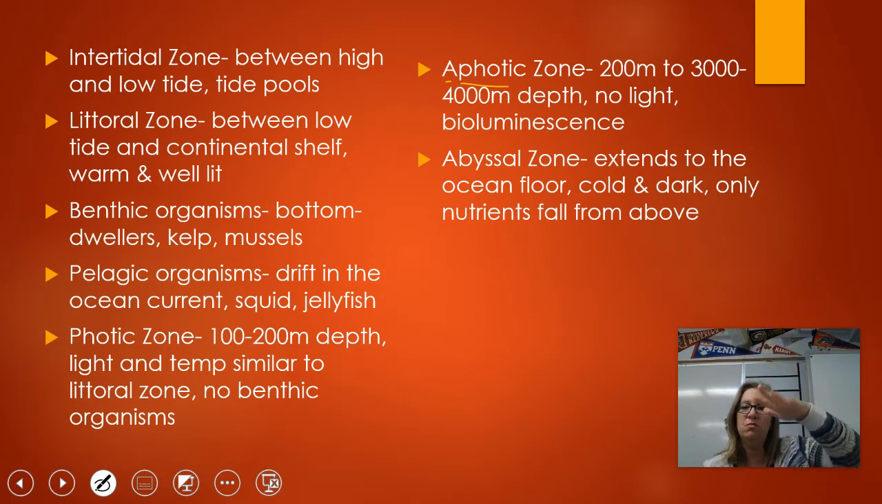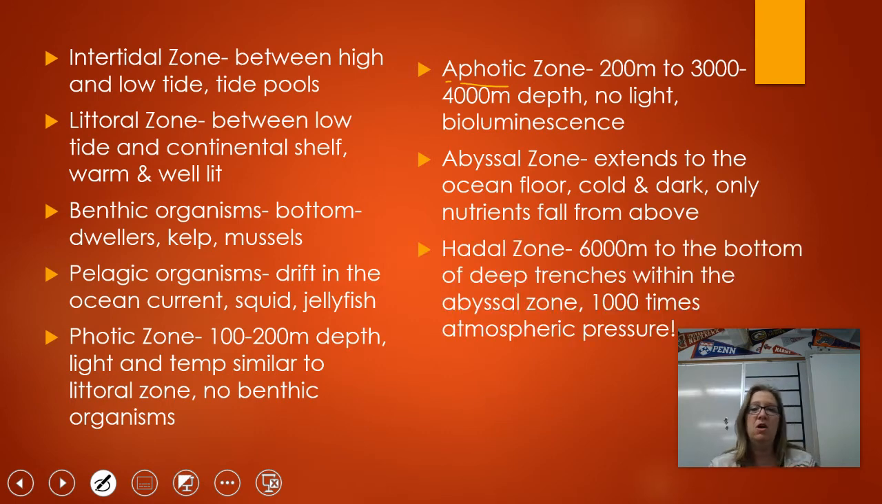Organic material will fall from the higher zones, and that's where the animals that live there get their nutrients. It's known as marine snow. Kind of gross if you think about it. And then even beyond that, you've got the ocean floor, which is the abyssal zone. You might have a trench that goes even deeper than that, and that's known as the hadal zone, the deep trenches.